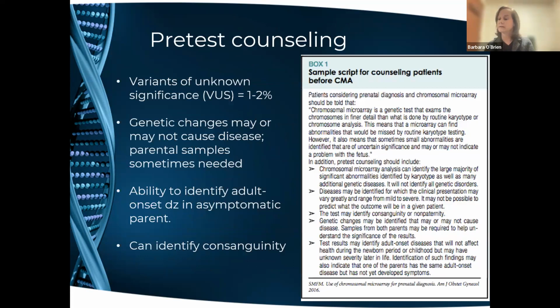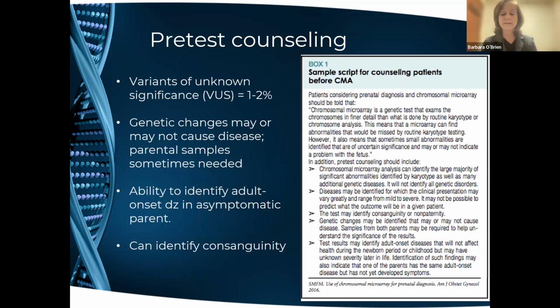Next slide. Variants of unknown significance, like I said, are present in about 1 to 2% of cases. Genetic changes may or may not cause disease, so parental samples are sometimes needed to help suss that out. Based on a microarray, we also have the ability to identify adult onset diseases in asymptomatic parents, and it can identify consanguinity. I don't expect you to read the box on the right, but I'll go over some points. This sample script for counseling patients before a microarray came from SMFM.